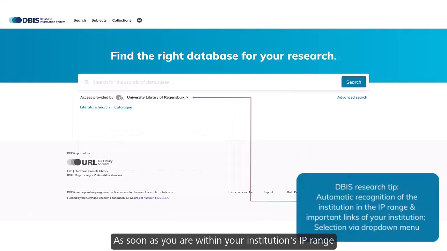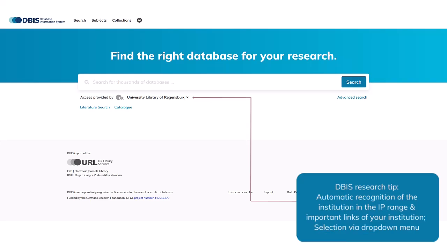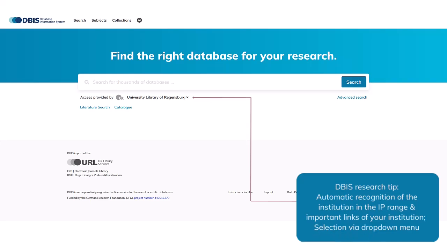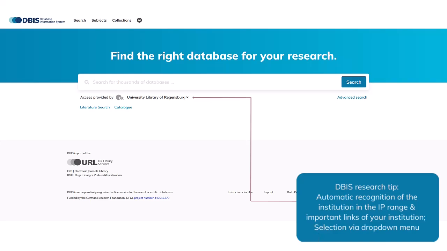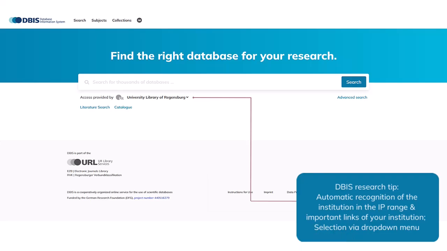As soon as you are within your institution's IP range, DBIS automatically recognizes it. Important links of your institution can be found below the logo and the name of the selected institution. If you click on the logo, you will return to the home page of your library. If you are not in your institution's network, you can select it from the drop-down menu. If you don't choose an institution, you can only find freely available databases on the internet.